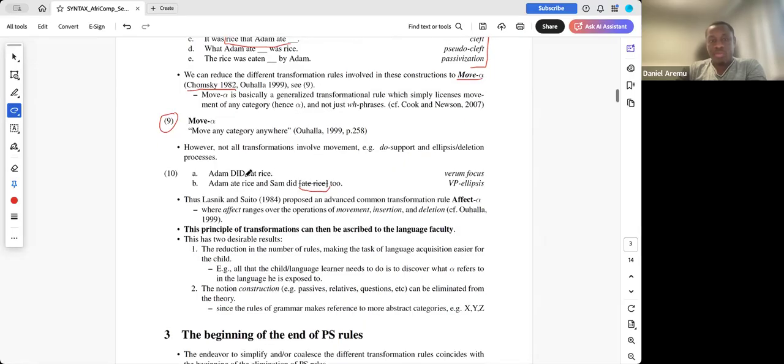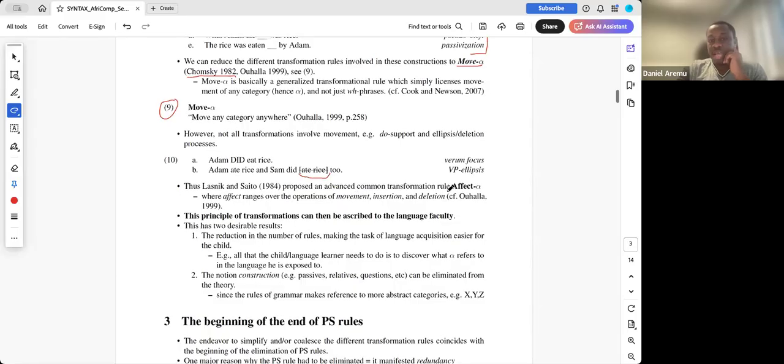So because of such constructions, because these are also transformations, in the sense that it changed the sentence. The sentence was like this before, and then it became like this. It changes. So the sentence in 10a was Adam ate rice. But then because we want to focus on the proposition, the truth condition, we say Adam did eat rice. So it's also a transformation, but does not involve movement.